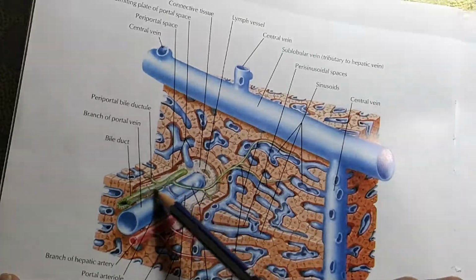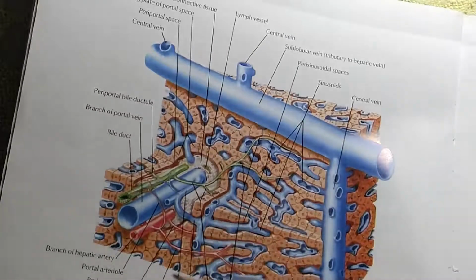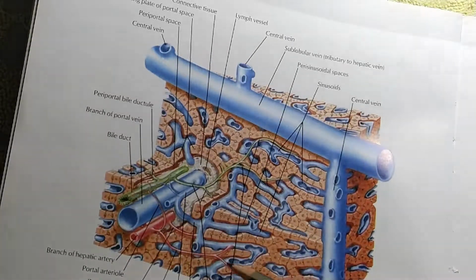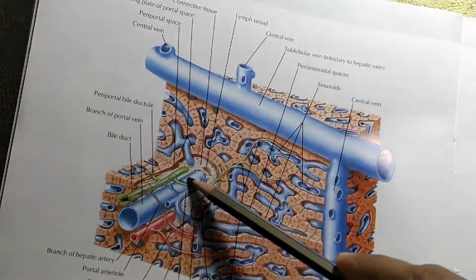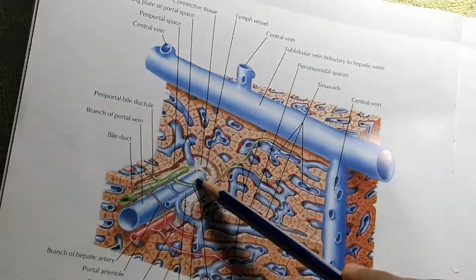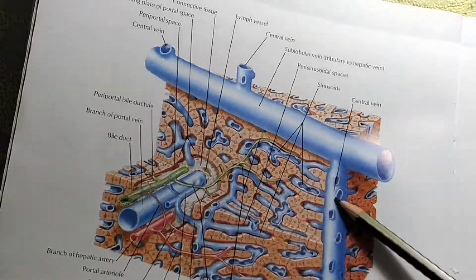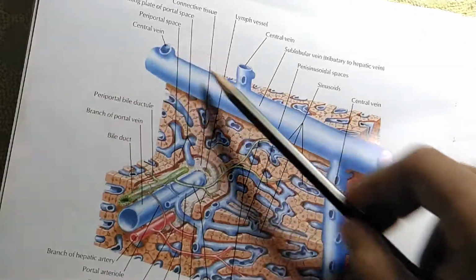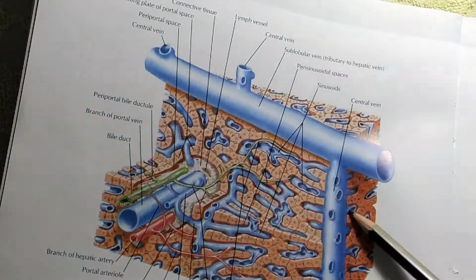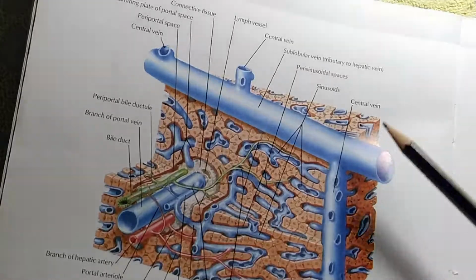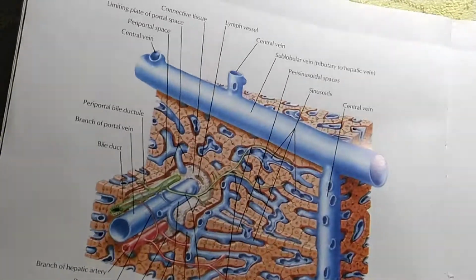periportal bile ductule, and the hepatic artery will give supply to the hepatocytes, and this is the portal vein or the branch of the portal vein that will ultimately divide into the central canal, and ultimately this is the central vein. There are multiple central veins from different areas of the liver, and ultimately they drain to the inferior vena cava.